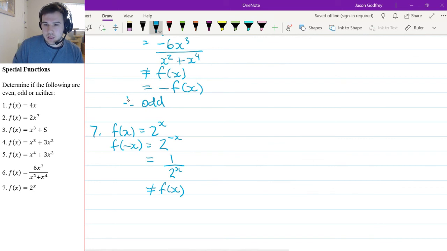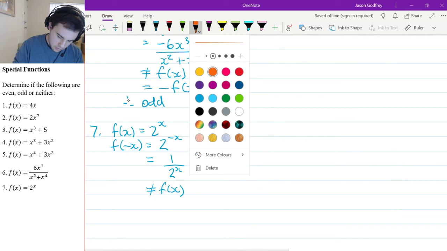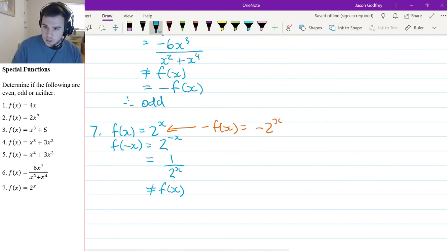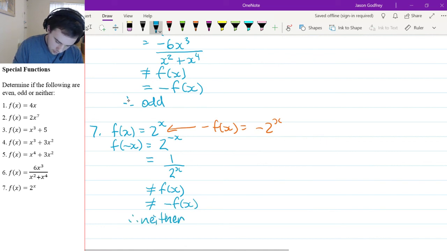Is it the same as negative the original function? Well, negative of the original function would be negative 2 to the x. Is there any negative in this fraction? Doesn't look like it. It's just 1 over 2 to the x. Everything's positive, so it's not equal to negative f of x either. So therefore it's neither odd nor even.